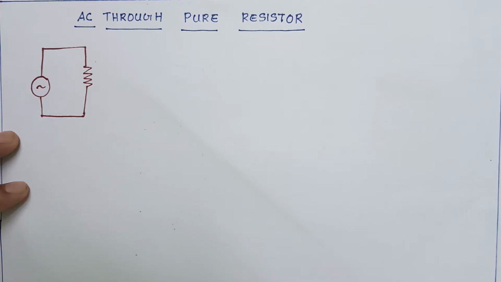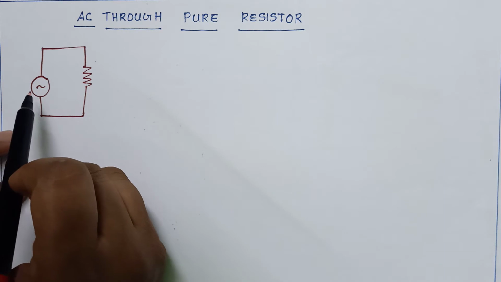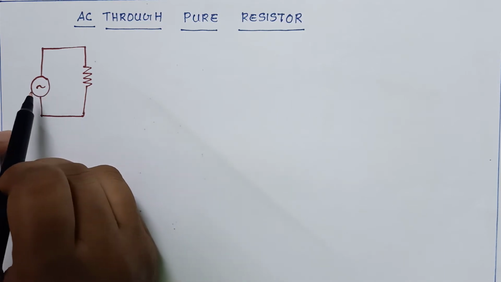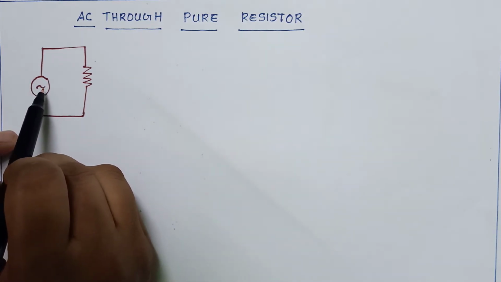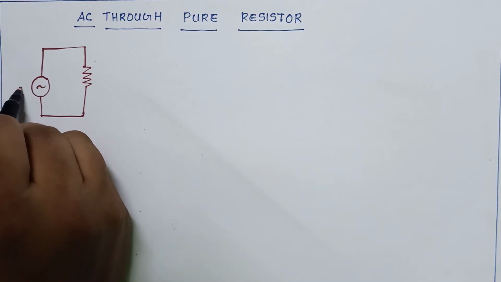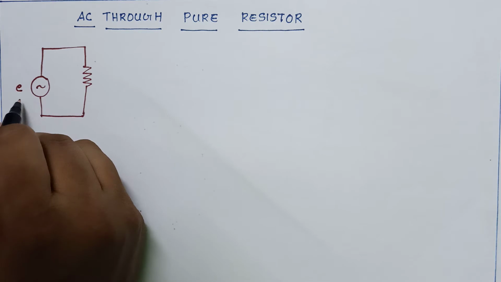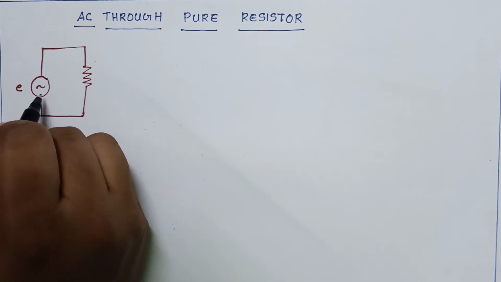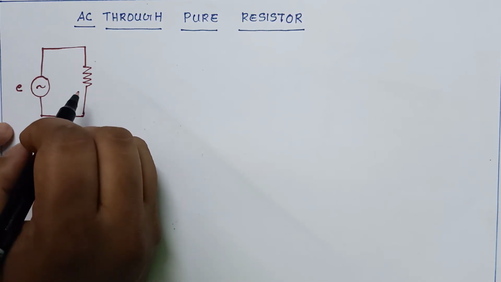Here in this video, we are going to see the effect of voltage, current and power when an alternating current is passing through a resistor. For this we can simply draw a circuit, and here you can see an alternating source which will provide alternating current or voltage to the circuit.